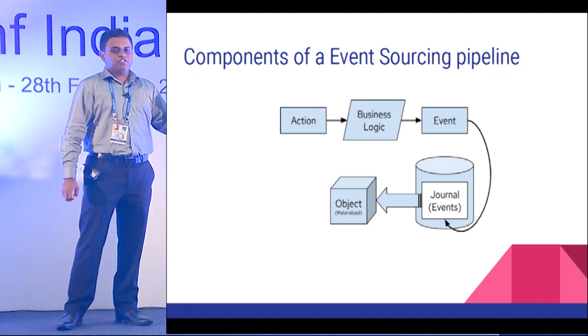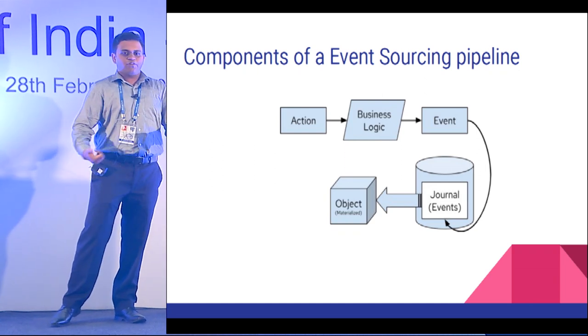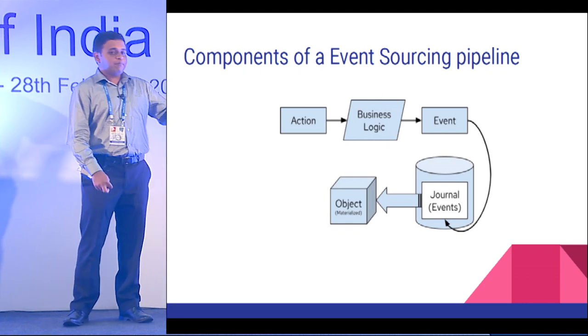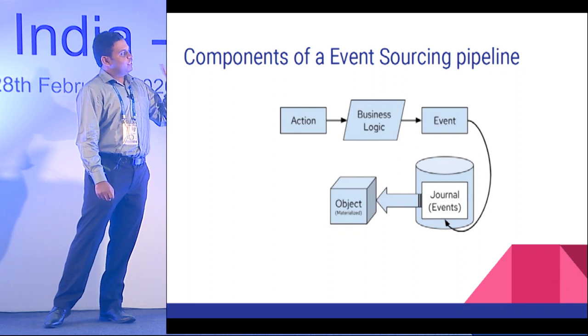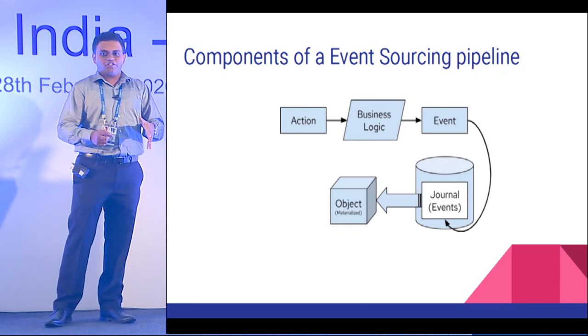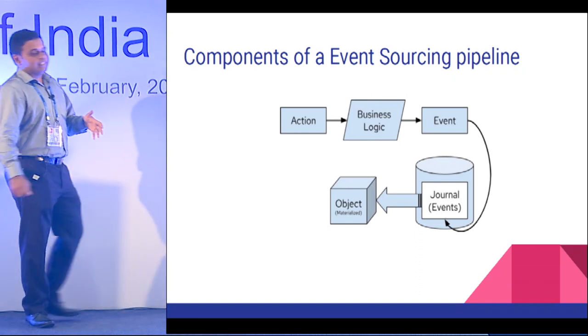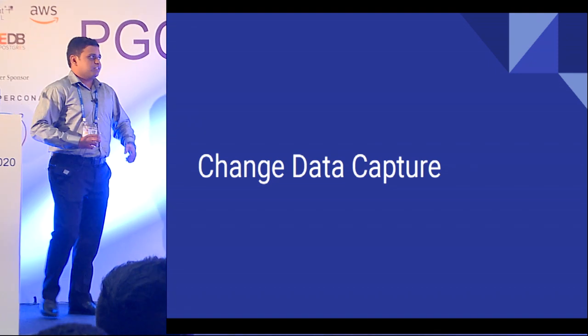There are some advantages of this, obviously, in the sense that if there are errors, you can always replay them whenever you want. There's a history that's being maintained. This can be repurposed as an audit log of sorts. But we need a persistence of sorts. We need a persistent state to be our source of truth. And that's where we come to change data capture.